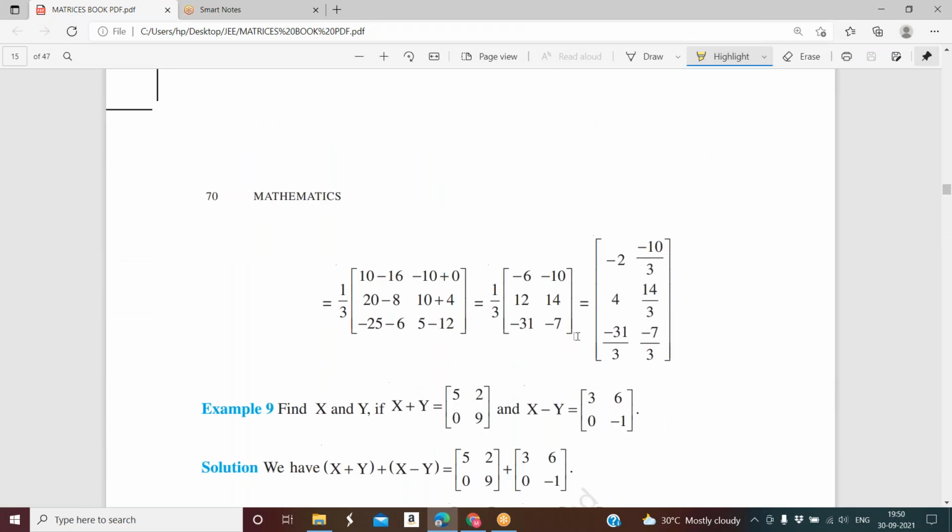If you simplify, then you will get this matrix. Outside we have 1 by 3. Again, 1 by 3 is a scalar, right? So we have to bring this 1 by 3 inside the matrix bracket. So minus 6 by 3, minus 6 into 1 by 3. Then minus 10 into 1 by 3, which is minus 10 by 3, 12 by 3, 14 by 3, minus 31 by 3, minus 7 by 3. So that is the final answer.